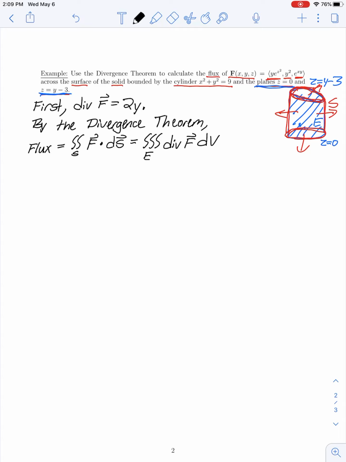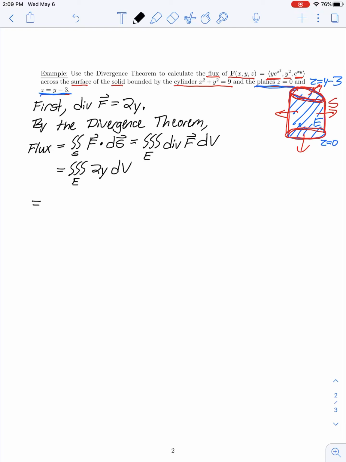To evaluate our triple integral, we want to set this up as an iterated integral. So let's write it out. First, we have the triple integral over E, and our divergence we found to be 2y, integrating with respect to volume. To set this up as an iterated integral, let's think about our solid region E. It's bounded on its sides by a circular cylinder and above and below by 2 planes, the graphs of functions of the form z equals. So this suggests that we would probably want to use cylindrical coordinates to set this up as an iterated integral.